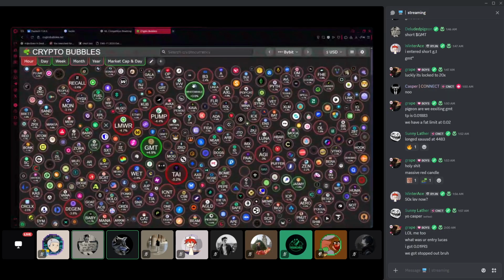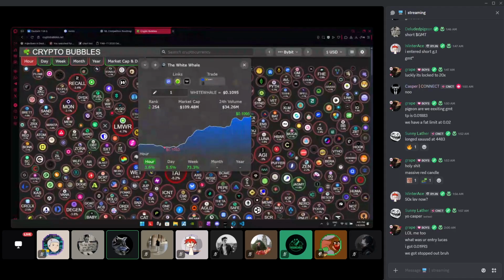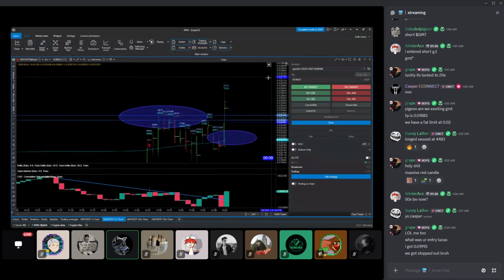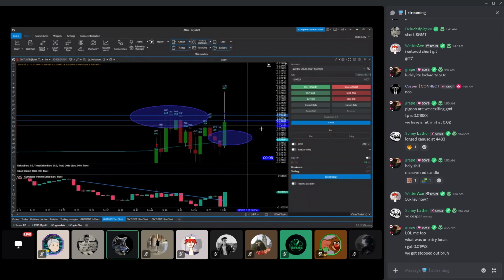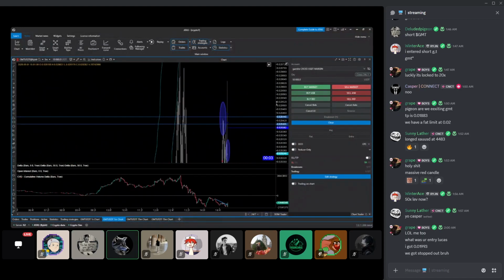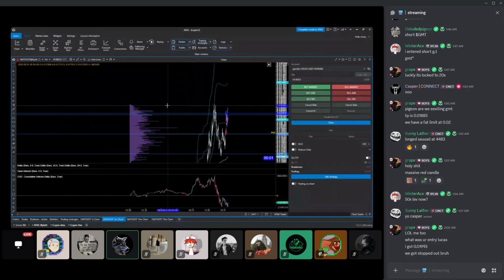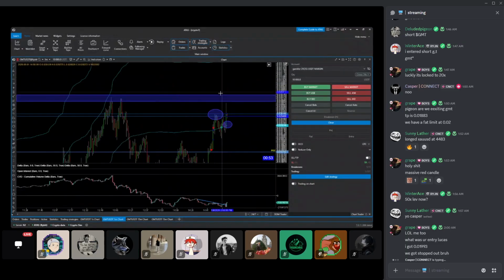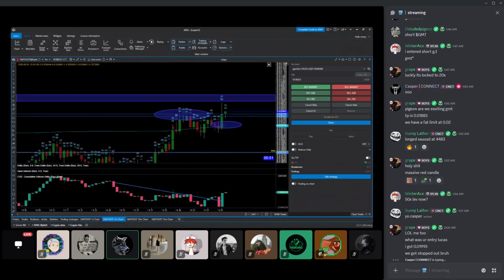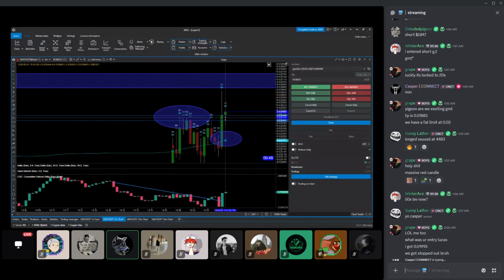Do you reckon the pump will continue, or is that just a? No, I don't see the pump continuing. Oh wait, actually, we got CVT. Where did we reject? That's weird. There's no volume here. We're basically discovering new price. Yeah, I wouldn't short this anymore. We're bullish. We broke above the main resistance.